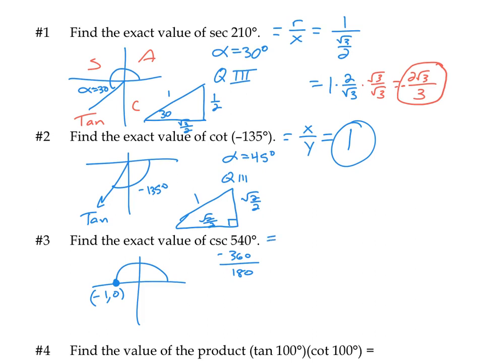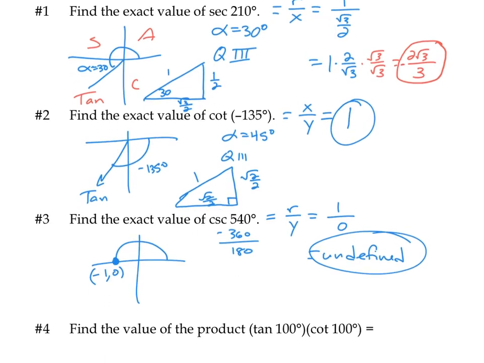Cosecant is the reciprocal of sine, so it's r over y. So radius 1 over y value of 0, so that's undefined. Undefined would be your answer for cosecant of 540.